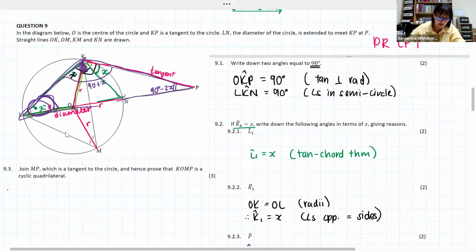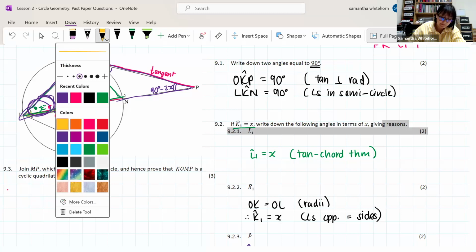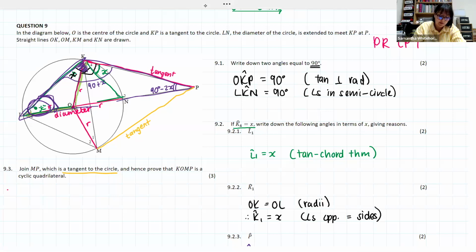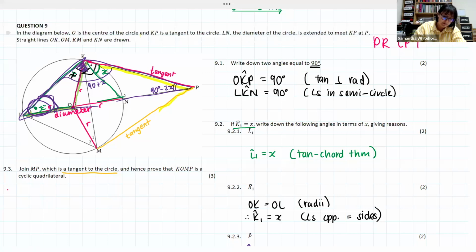So question 9.3 is saying to us, join MP. So join the points M and P, which I'm going to do here in this yellow. Not a very straight line, but whatever. And it's saying which is a tangent to a circle. So this MP is also a tangent. And hence prove that KOMP is a cyclic quad. So KOMP is that which I'm highlighting in yellow here. We want to prove that thing as a cyclic quad. Now, it's not in the circle we have. So we almost need to imagine, can I draw a circle through K, P, M, and O on the circumference?